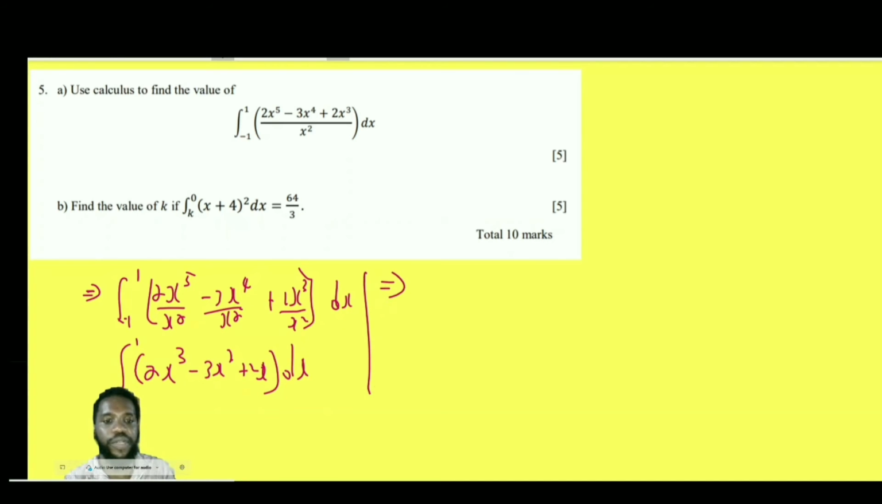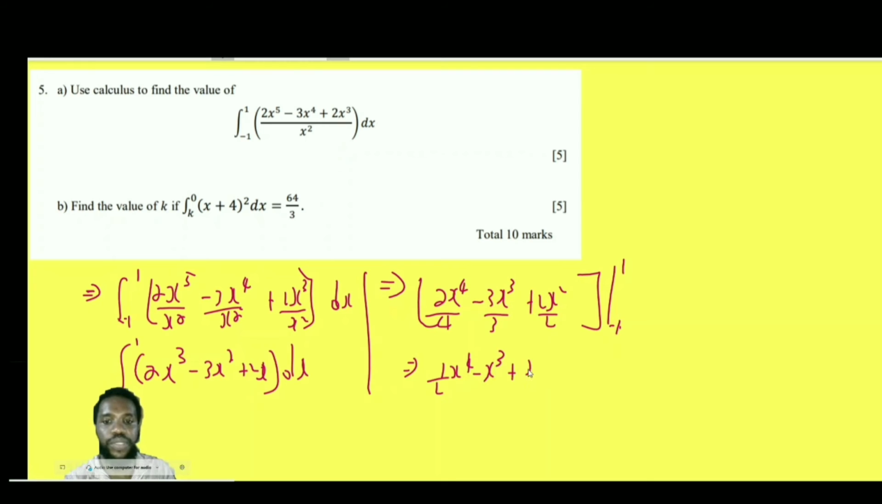Alright, so let me take it a step further. Since everything is clear here, I can go ahead and integrate, which in this case is pretty straightforward. The rule says that I add 1 to the power and I divide by the new power. So I'm going to have 2x, add 1 to 3, I get 4, put it back over 4, minus 3x cubed over 3 plus 2x squared over 2. The boundaries are -1 and 1. And of course this can go down further. I can write this as a half x to the 4 minus x cubed plus x squared between -1 and 1.